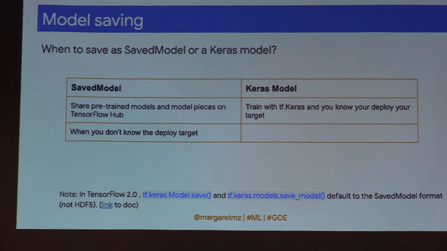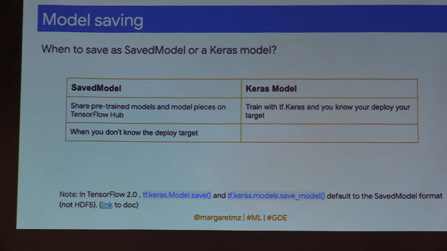So model saving, I already mentioned earlier about saving the model. But I also want to point out, at the moment, at least myself, I find it slightly confusing. If you train with tf.keras, you can save to a SavedModel. You can also save to a Keras model. So I just want to point out when to use what.